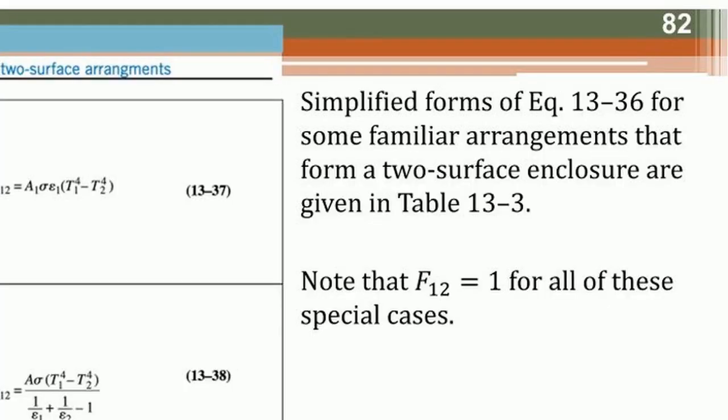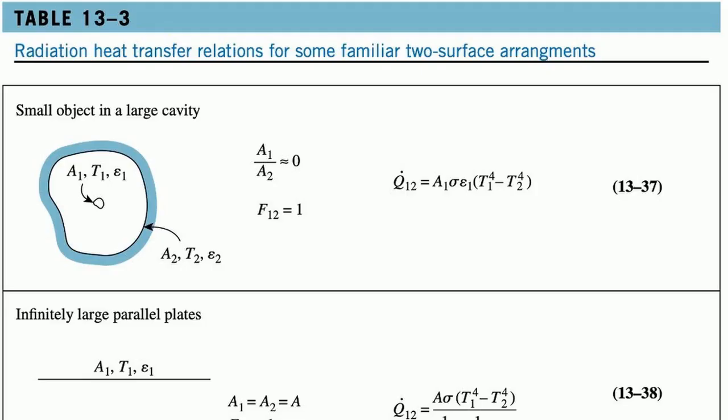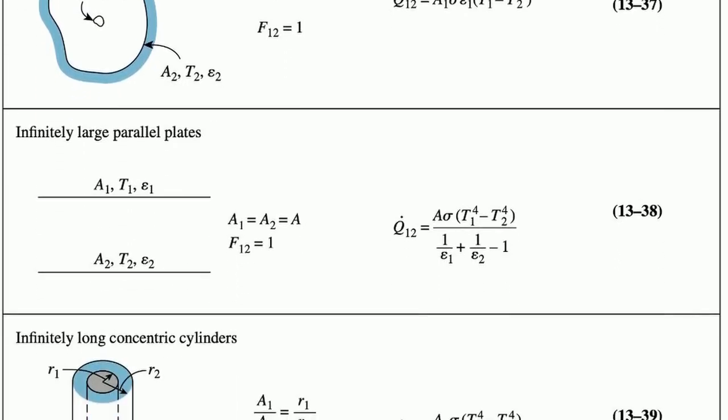Common real-world geometries allow us to use simplified versions of the master equation to reach the same result more efficiently. In these common enclosed shapes, surface 1 cannot see itself, which means the view factor, F12, is always exactly 1. For a small object in a large cavity, the area ratio effectively becomes 0, removing a significant portion of the denominator to create equation 1337. With infinitely large parallel plates, equal surface areas allow variables to cancel out, resulting in a streamlined formula.